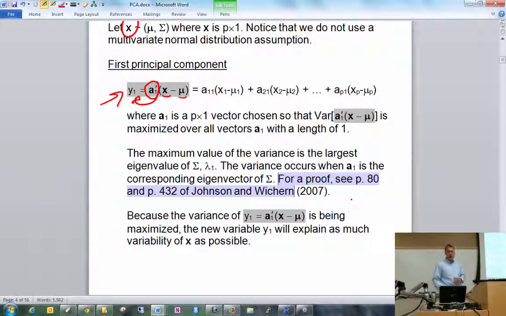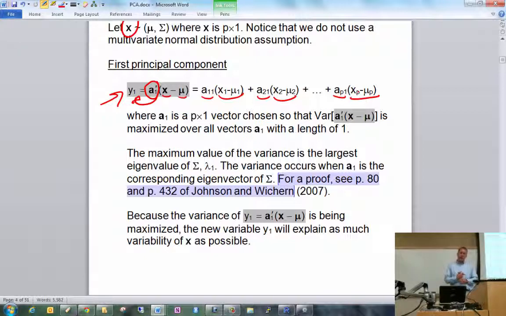Okay. So I'm going to take A1 transpose times x minus mu. Or if you write it out, do the matrix multiplication. The first component of A times the first variable mean adjusted, the second component of A times the second variable mean adjusted, all the way down to the pth variable. You add them all up. Okay, so where does this A come from?